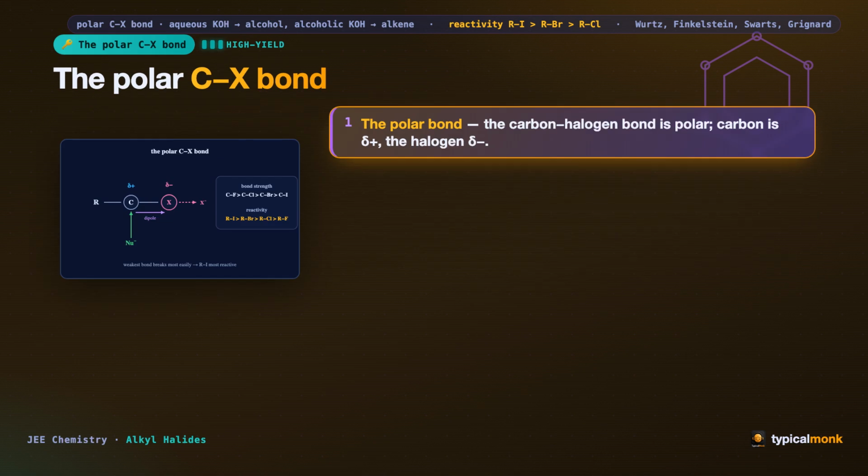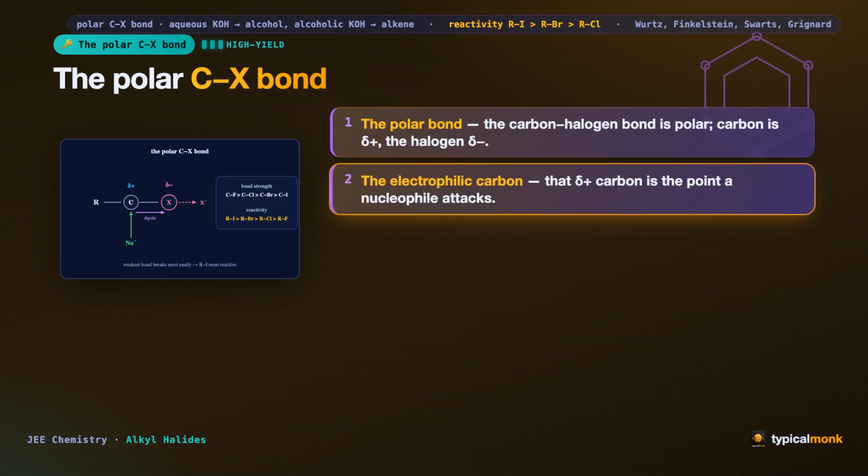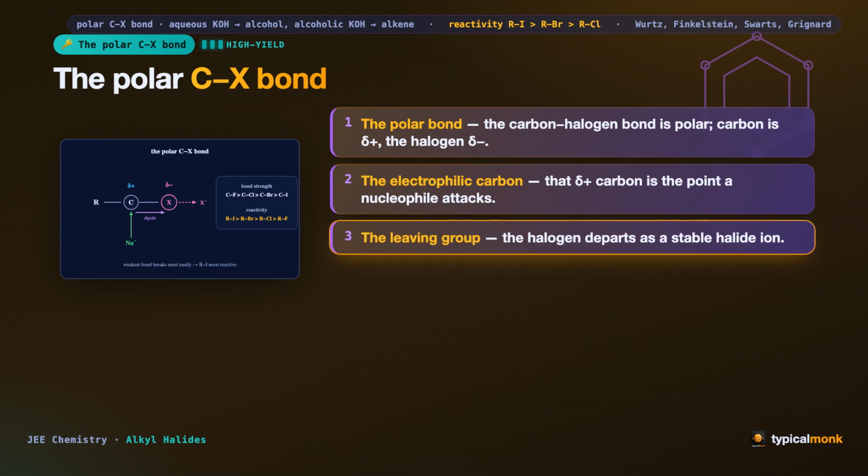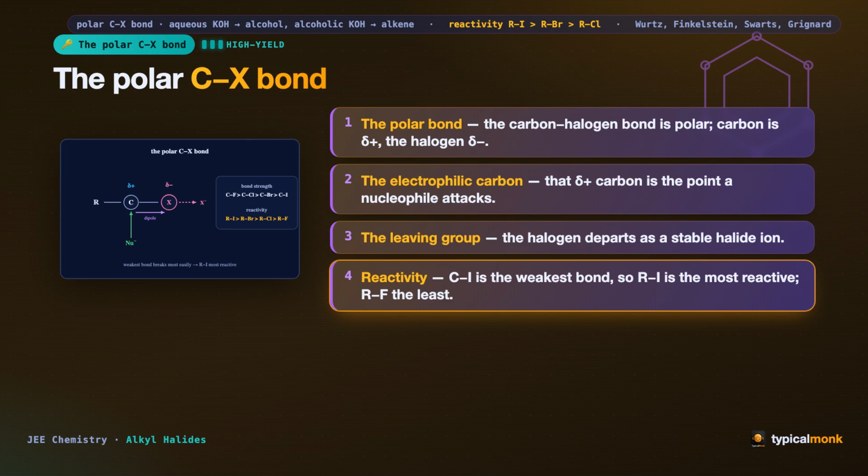Now look at the picture. The polar carbon-halogen bond. The carbon carries a partial positive charge, the halogen a partial negative. The electrophilic carbon, that partial positive carbon, is exactly the point a nucleophile attacks. The leaving group: the halogen departs as a stable halide ion. Reactivity: the carbon-iodine bond is the weakest, so R-iodide is the most reactive and R-fluoride the least.